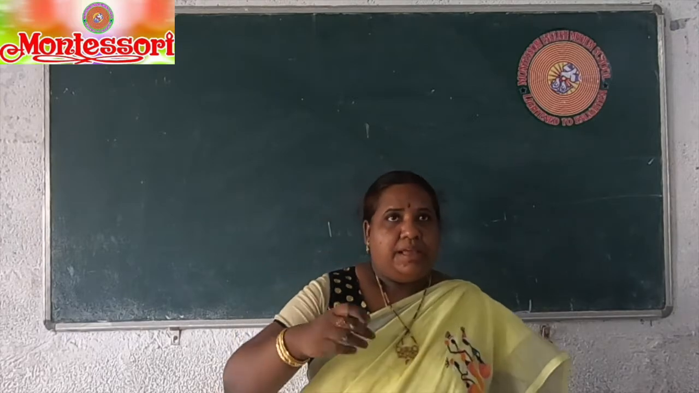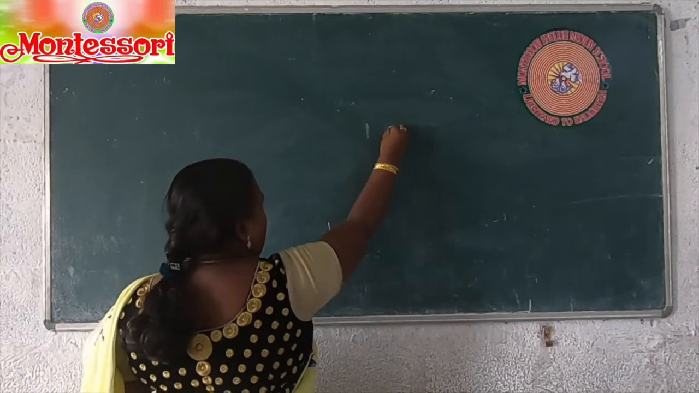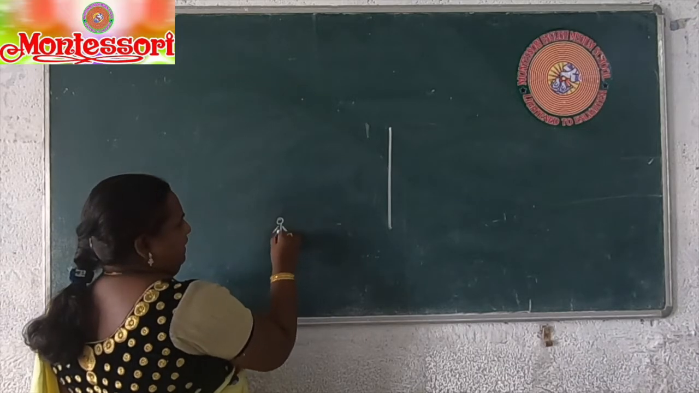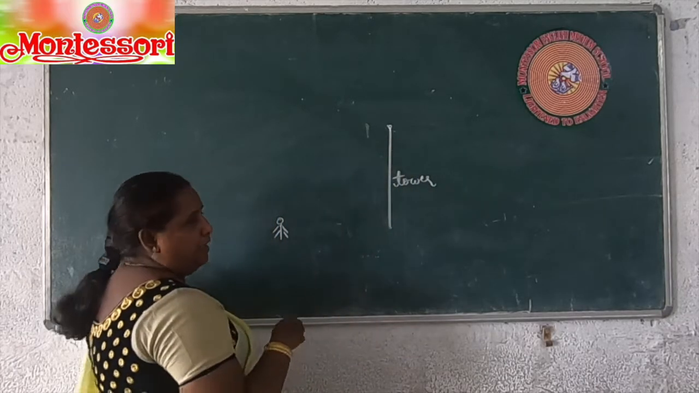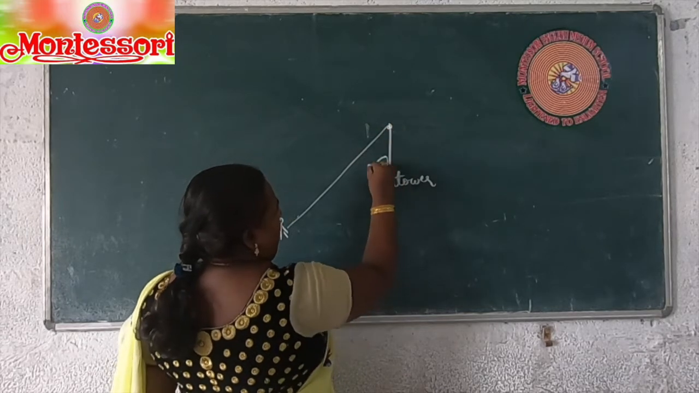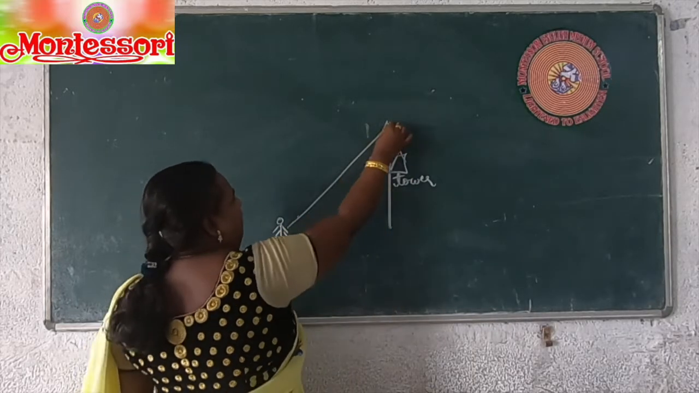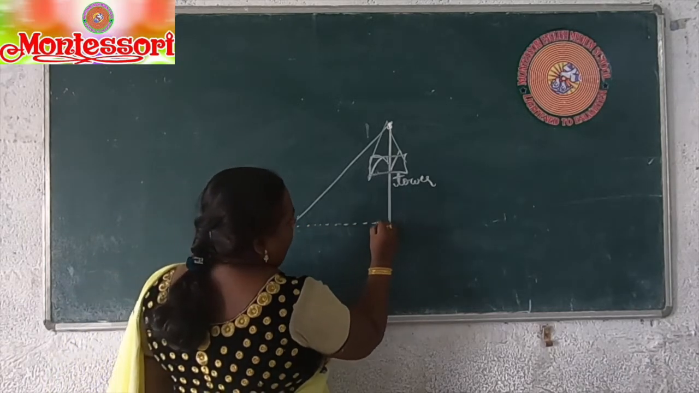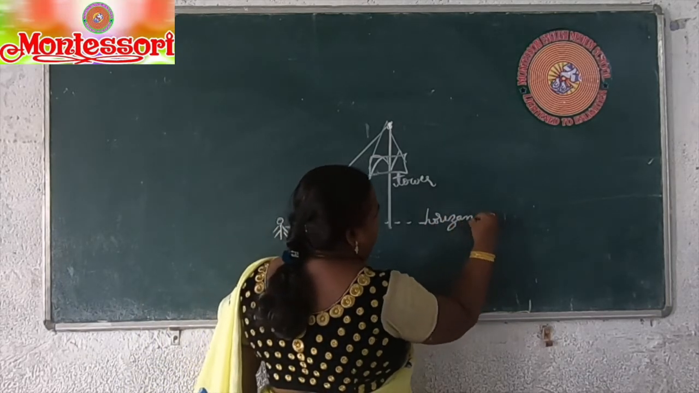See, for example, if you want to observe a tower, suppose one girl is standing here and she is observing the top of the tower, or a tree, or a coconut tree, whatever. Then it is better to imagine a horizontal line. This is called the horizontal line.